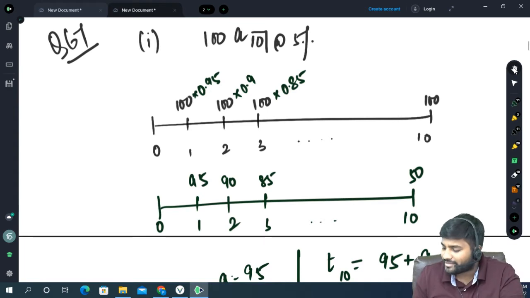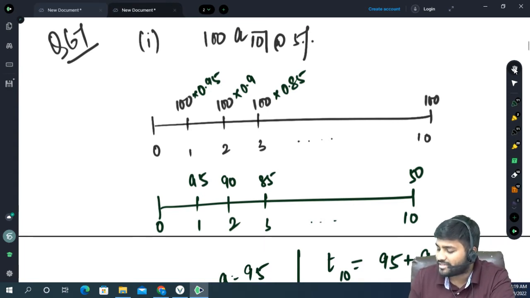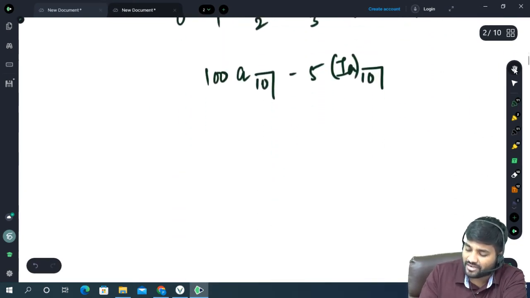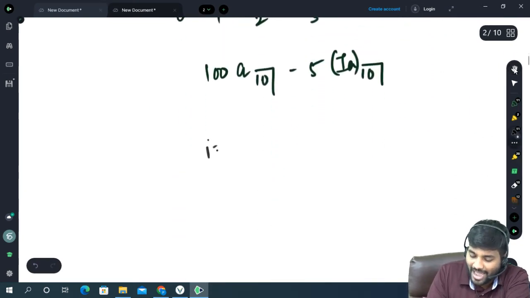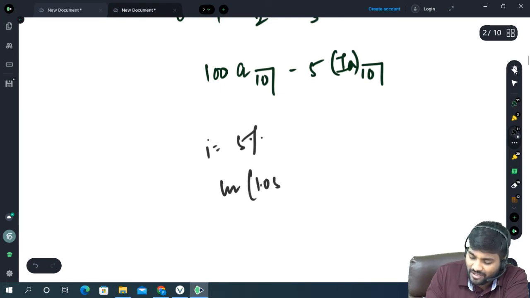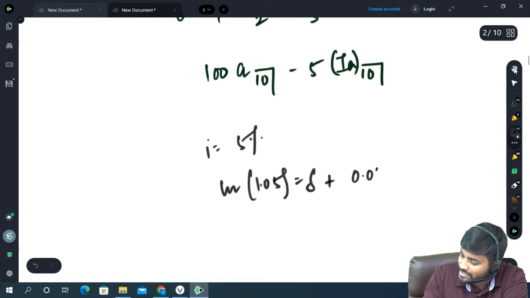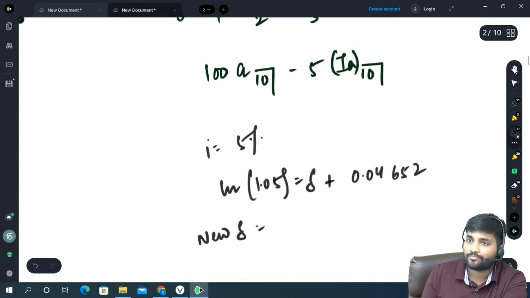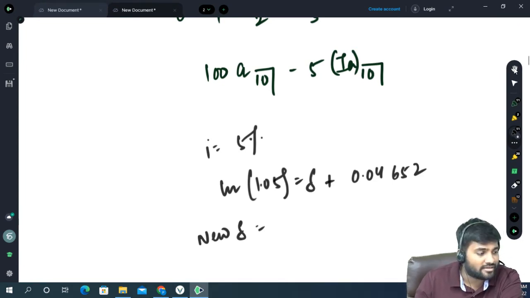And in the third part they are saying increasing the force of interest by 0.04652. So what is the current force of interest? We need to calculate. i is what? 5%. So ln 1.05 is the current force of interest, and in that we are going to add 0.04652. So please calculate the new delta. New delta. Please calculate the new delta fast.